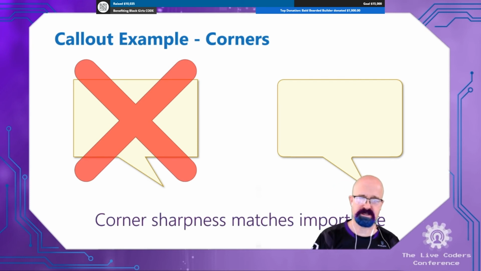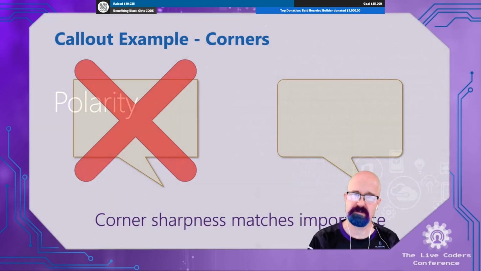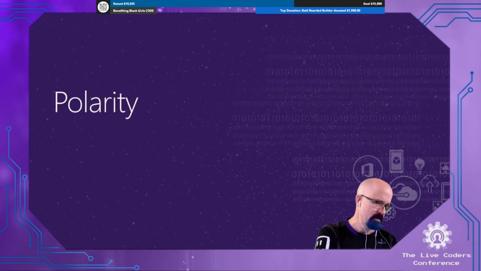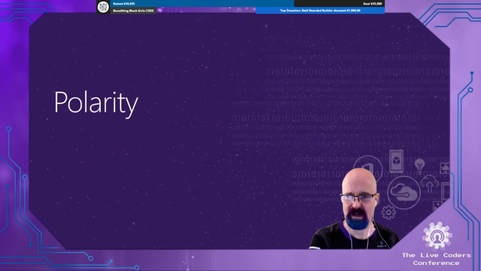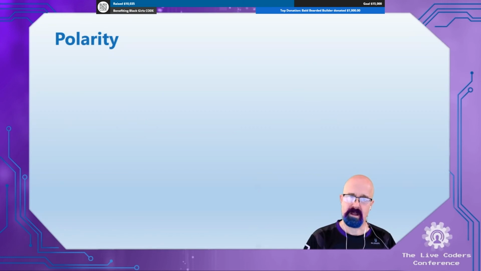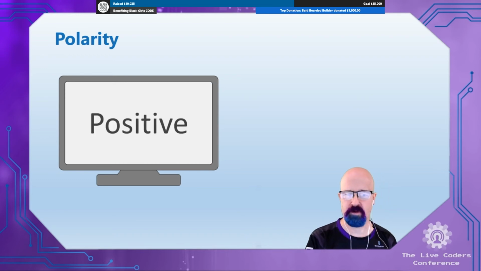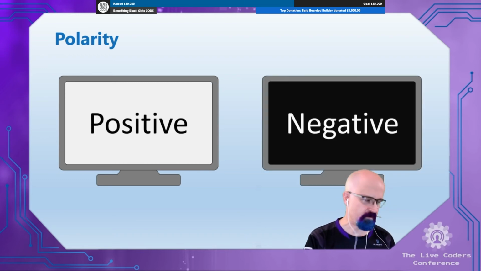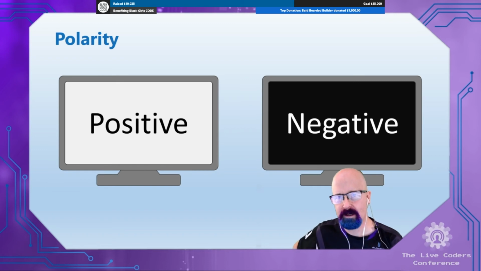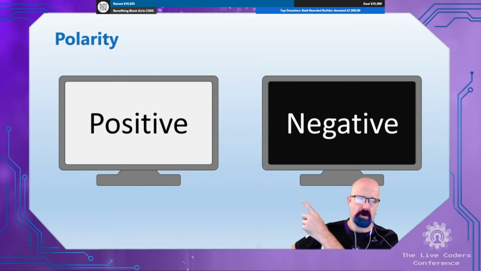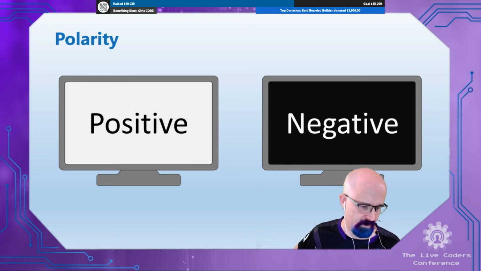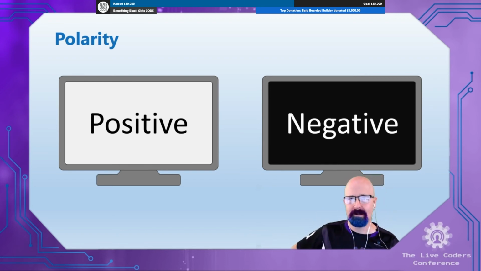Okay, corner sharpness needs to match the importance. All right, last topic is polarity. And here we go. We've seen this argument a lot, and when we see it, it is often a passionate argument. It's like a religious war starter to some degree, at least within the context of what developers can get really passionate about.